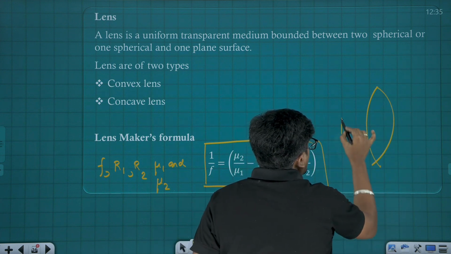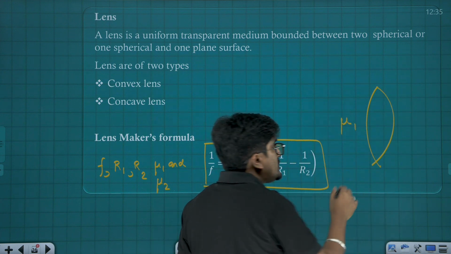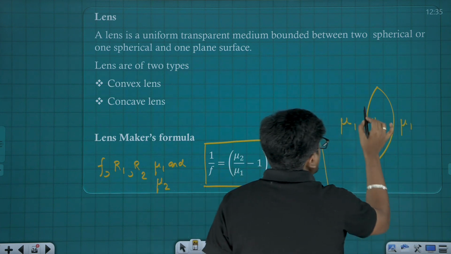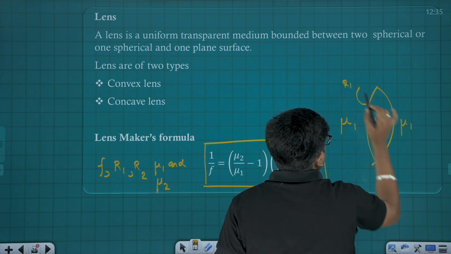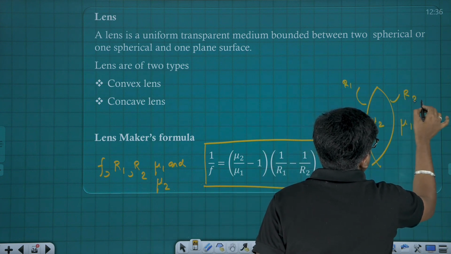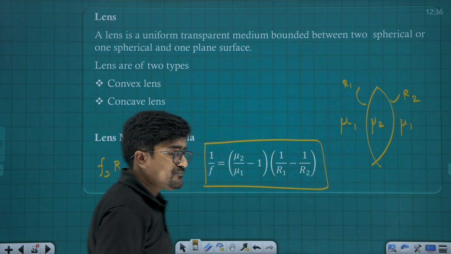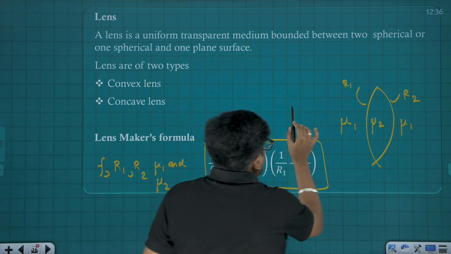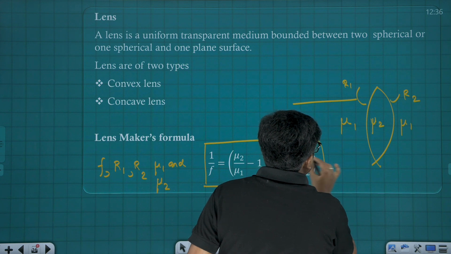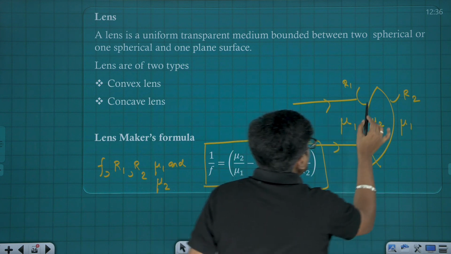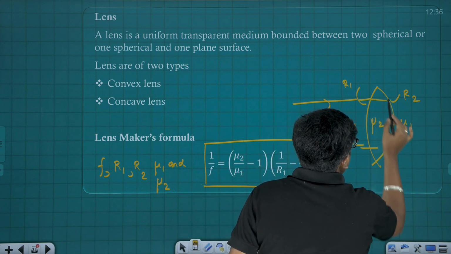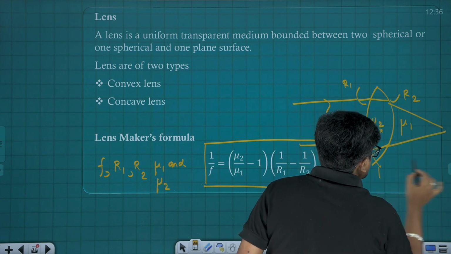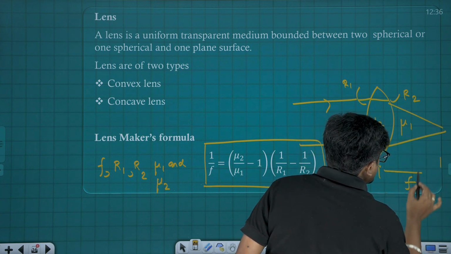Here let this be medium number 1 and the refractive index of that is mu1. Here this is mu2 and here again this is mu1. The radius of curvature of the first surface is r1 and the radius of curvature for the second surface is r2. Then, once I have light coming from infinity, after refraction that will be converging onto a particular point on the principal axis.